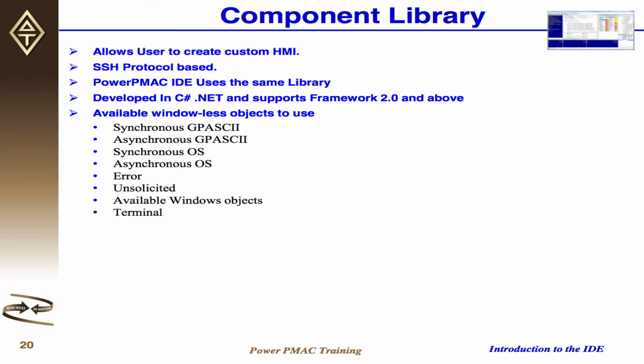The component library that we sell, which is an actual purchased item, is a communications library for the Windows application. And it uses the same library that the IDE uses. This was developed in C#.NET and supports Framework 2.0 and above. And there's a number of windowless objects that you have in this component library: synchronous GPASCII, asynchronous, direct synchronous OS, asynchronous OS. There's what we call error, unsolicited, available Windows objects, and terminal.